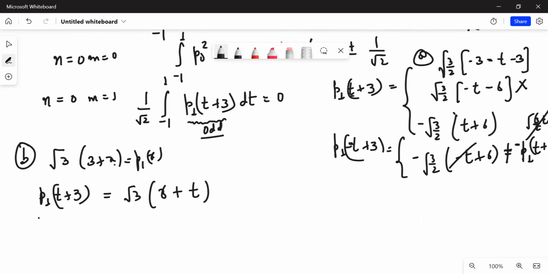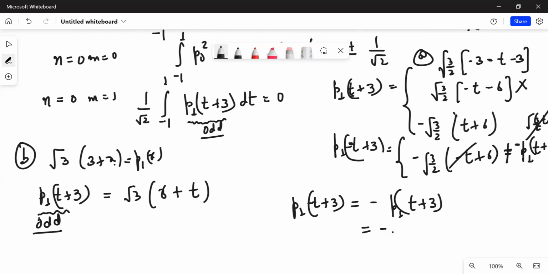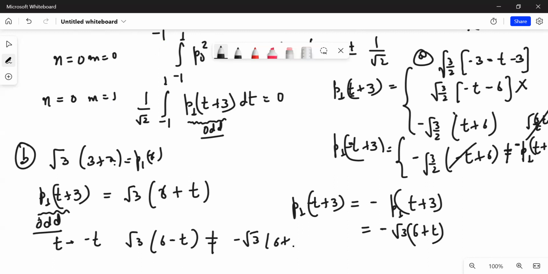Now if this function is odd, then what will happen? P1 with minus t instead of t should equal minus of P1(t plus 3). And minus P1(t plus 3) is minus root 3 times 6 plus t. This should be the answer. Now let us see: if I replace t by minus t, what am I getting? I'm getting root over 3 times 6 minus t. And this is certainly not equal to minus root 3 times 6 plus t. So clearly, B cannot be an option.